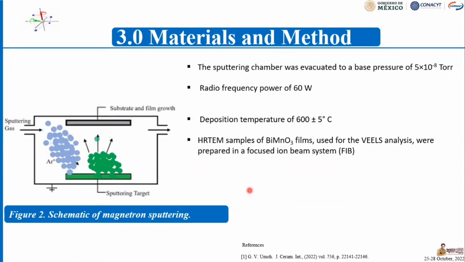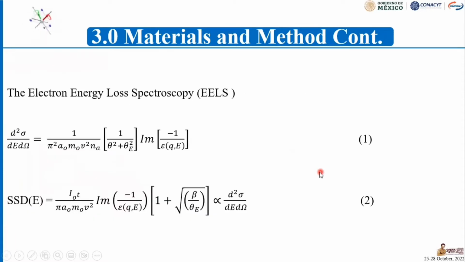In materials and method, the sputtering chamber was evacuated to a base pressure of 5 times 10 raised to the power minus 10 torr, and the radio frequency power was 60 watts. Deposition temperature was 600, and the high-resolution transmission electron microscopy sample of the bismuth manganese oxide film we used for the VEELS analysis was prepared in a focused ion beam.